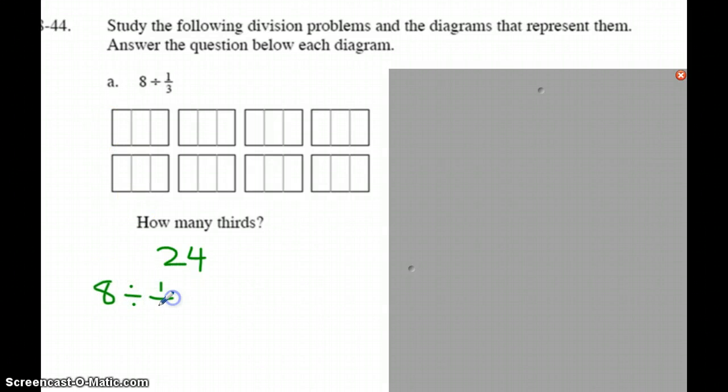Now a lot of you, this is just a visual representation of, well, if we had this 8 divided by 1/3, a lot of you are used to the drop, flip, switch. Well, what is 8 times 3? 8 times 3 is 24.